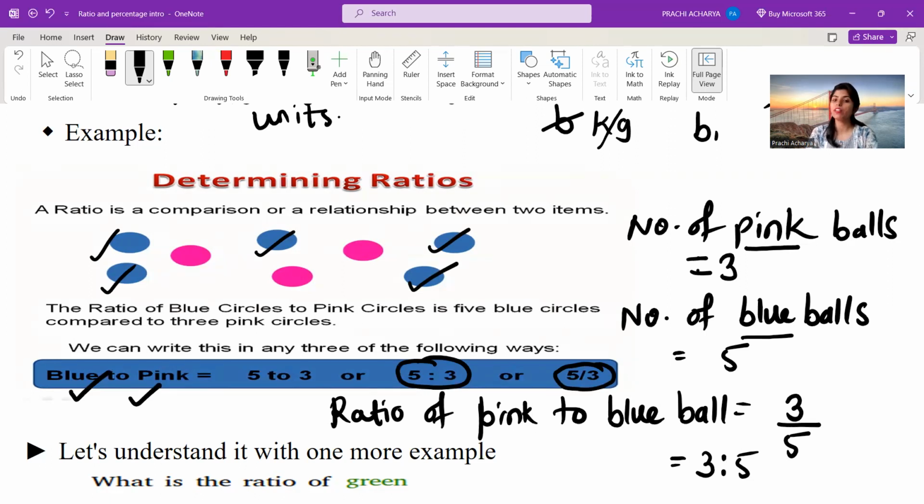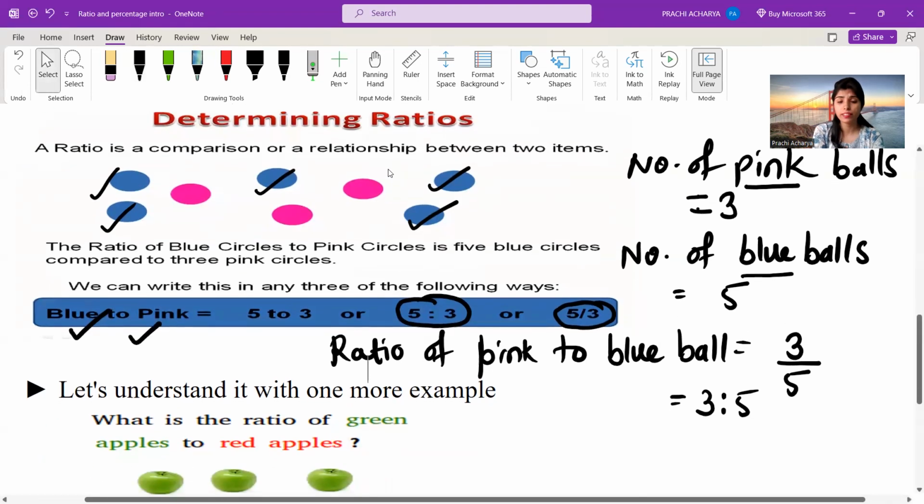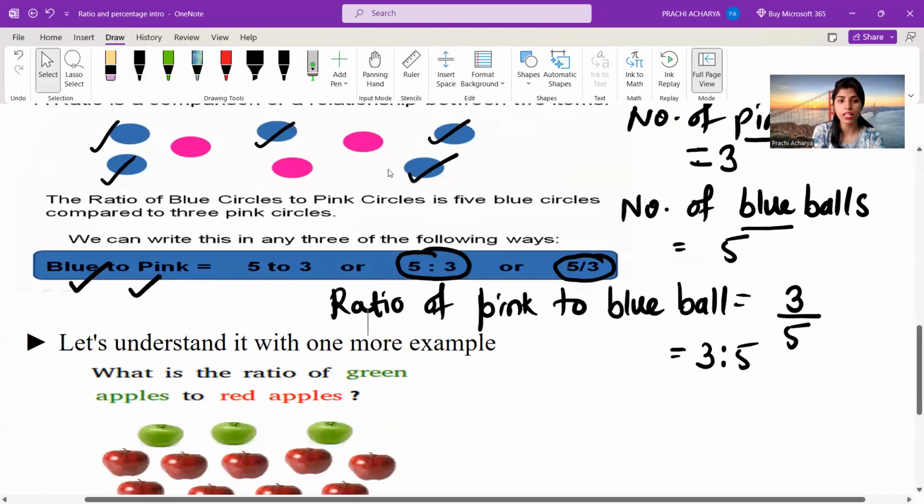It is very important to read the question carefully, from which quantity to which quantity they are asking the ratio, because if by chance you write it the wrong way round, whether your procedure is correct or not, you will not get any marks. So read it carefully and find out the answer.